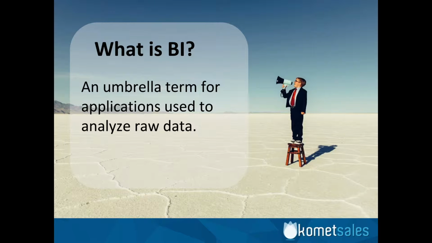All right, so what is BI? BI is an umbrella term for applications used to analyze raw data. BI is a huge industry. It's an acronym for business intelligence, and there are hundreds or thousands of companies that focus on it. In our particular case, we're going to use business intelligence to do what's called ad hoc reporting and build dashboards from the data that you have in Comet Sales.